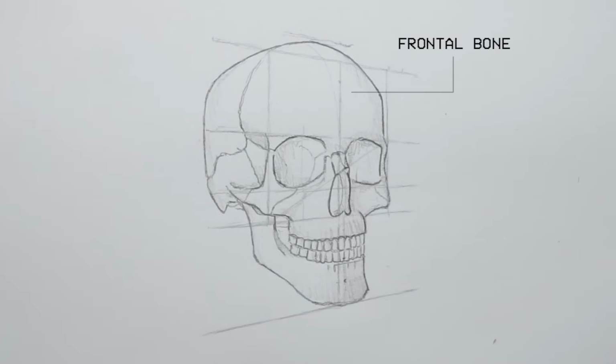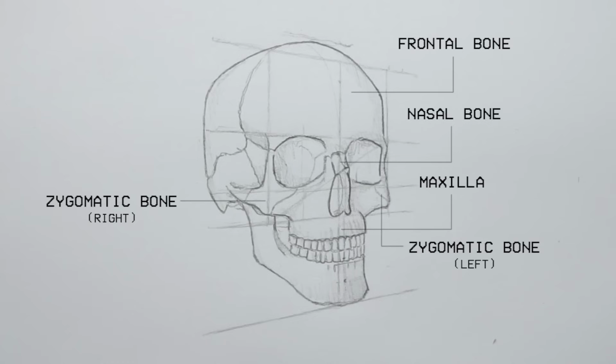Firstly, we have the frontal bone which forms the top of the eye sockets. Then we have the nasal bone, and this varies in size and shape in different people. It forms the bridge of the nose. Below that we have the maxilla. On each side of that we have the zygomatic bones, which are the cheekbones.